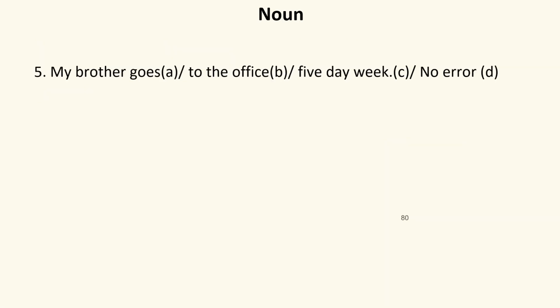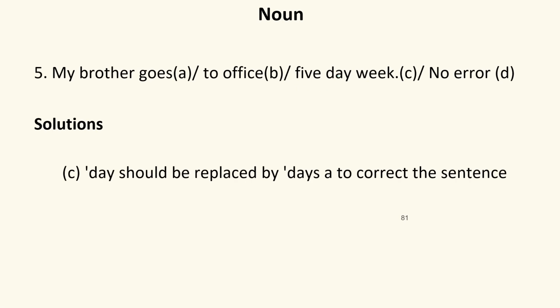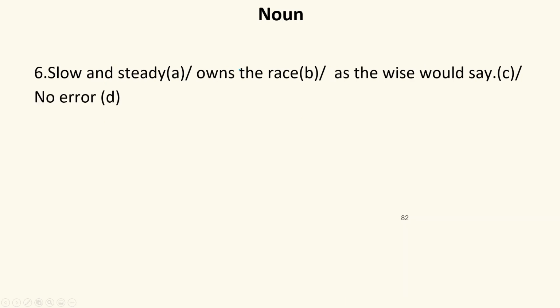Now, my brother goes to the office 5-day week. It should be 5 days a week, not 5 day a week, but instead it should be 5 days a week. So the error is in C part. Also, we should not write the before office. We cannot write the before office because he's saying he's going to the same office for work only.